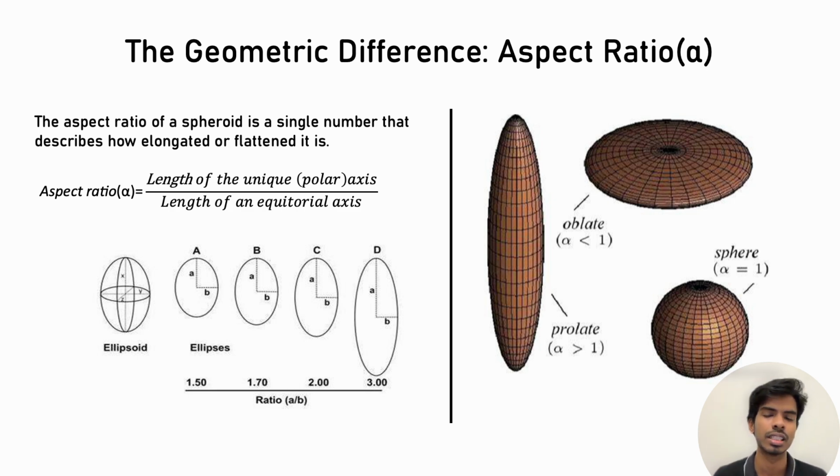Spheroids are ellipsoids that, from one perspective, look like circular cross-sections, so we only need two axes to define them. For a spheroid, the aspect ratio is the length of the unique polar axis to the length of an equatorial axis. In short, for an oblate the aspect ratio is less than 1, and for a prolate the aspect ratio is greater than 1. A prolate may look like a grain of sand and an oblate looks like a disc, but when the aspect ratio equals 1 it looks like a sphere.